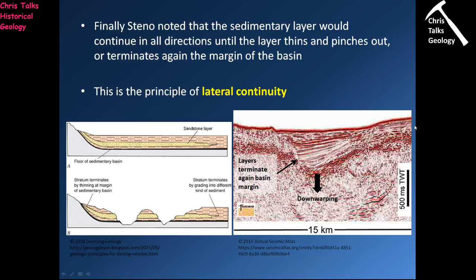So if we look at this picture here, this is a seismic section. This is an image produced by geophysicists, and it's showing you the layers of rock in the subsurface. So what we can see here is we have a stack of sedimentary rocks in this basin here. So if you follow these layers of sediment, you'll see when they get to the basin margin, they terminate right there. So that's your layer of sediment terminating up against a vertical face, which will be your basin margin. In this diagram, your layer of sediment is continuing. It's getting thinner and thinner the further it gets from the sediment source, and eventually it pinches out and disappears. So what Steno is essentially saying is that no layer of sediment will continue forever. It will eventually thin out and be lost and be replaced by a different layer of sediment.